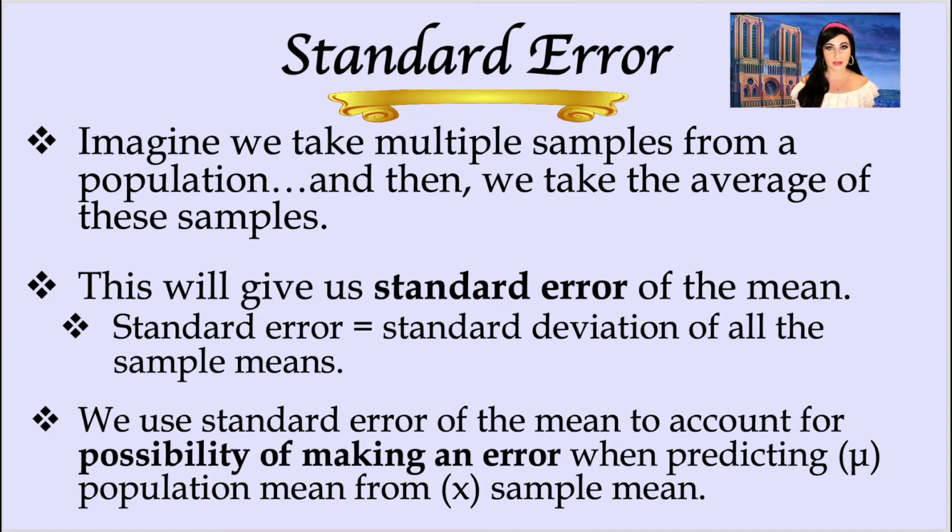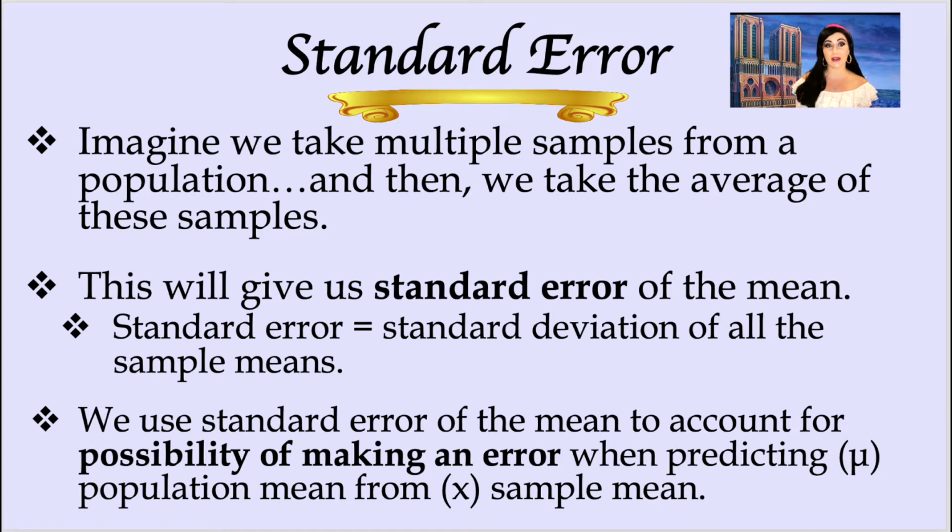So standard error is basically the standard deviation of all of our sample means. Previously, when we were talking about z-scores, we had one score that we were comparing, one sample mean that we were comparing to a population mean and dividing by standard deviation. In a sampling distribution, because we have multiple samples, what we need to do is take the average of those standard deviations, and therefore we are left with what is called the standard error.